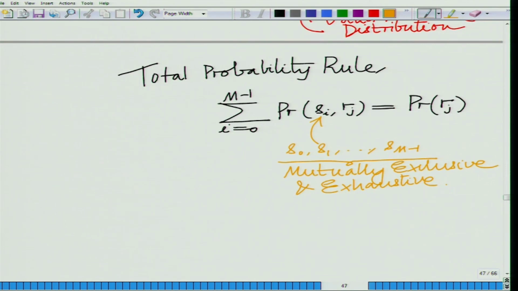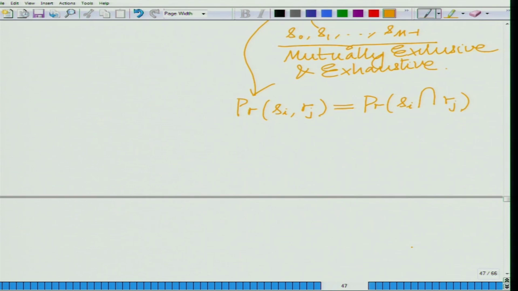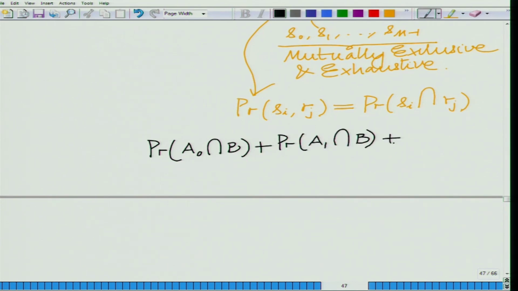That is, the intersection of each of these symbols is phi, and their union spans the entire set. And therefore, if you look at the probability of Si comma Rj, this is nothing but the probability of Si intersection with Rj, and from total probability we have the probability of A naught intersection B plus the probability of A1 intersection B plus so on up to the probability of A m minus 1 intersection B is 1.